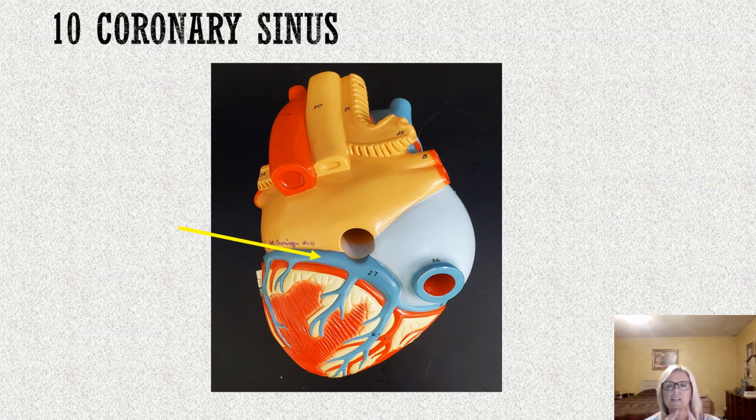So the coronary sinus is actually a collection of veins that come together to form a large vessel that collects the blood from the heart muscle. And we'll look at some of these in a little more detail in a different PowerPoint, I believe. I think it's in a different one.